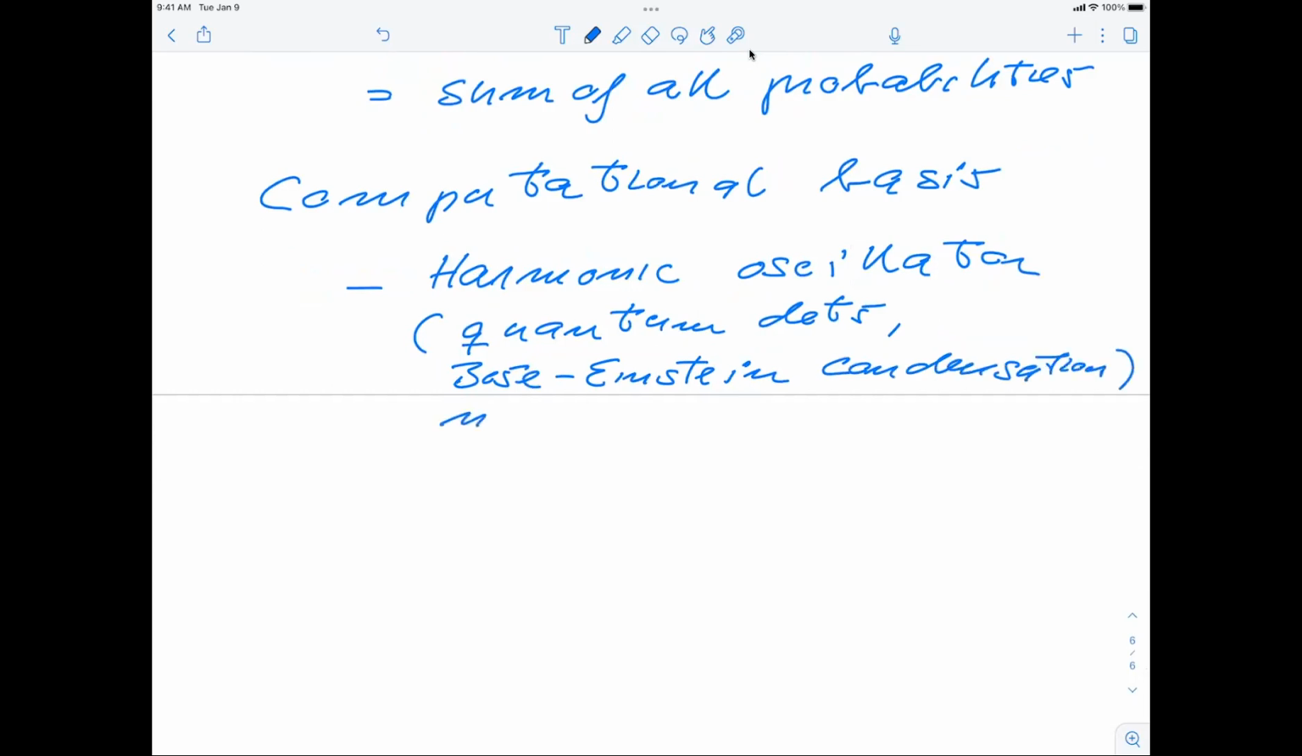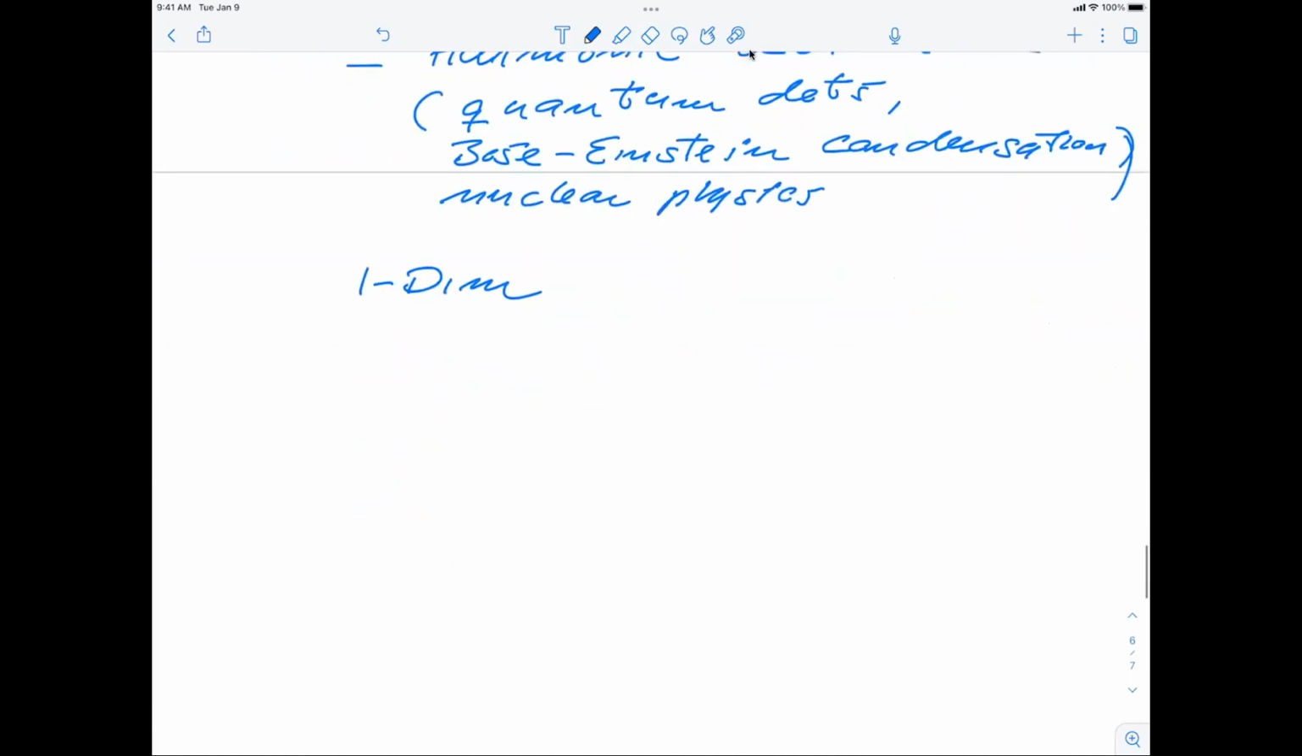We have nuclear physics. It's pretty common to use a harmonic oscillator basis. If you're doing molecular physics, it's actually pretty common to use a harmonic oscillator basis. So if you now look at this in 1 dimension, what we know then is that this is just one single particle that is trapped to move in a harmonic oscillator potential. And then we know that we have discrete energies.